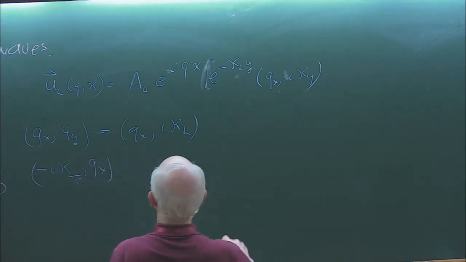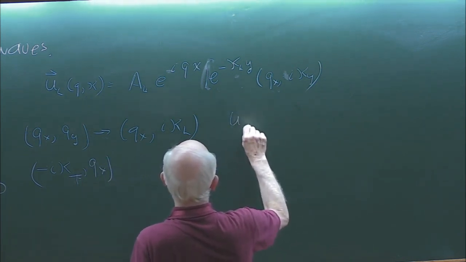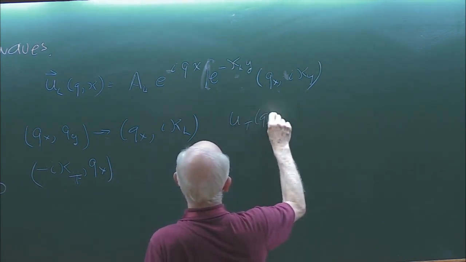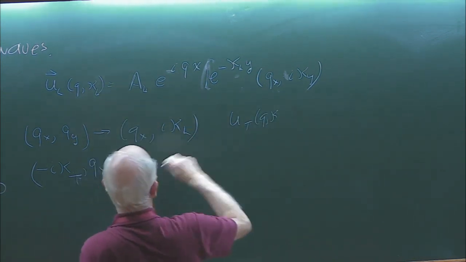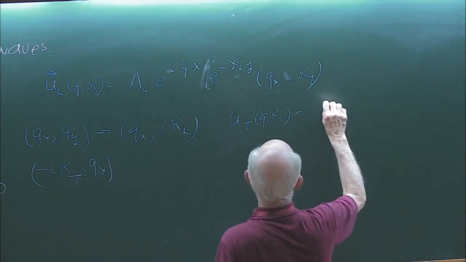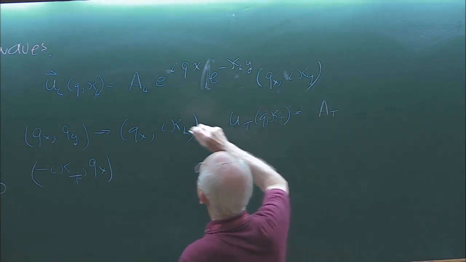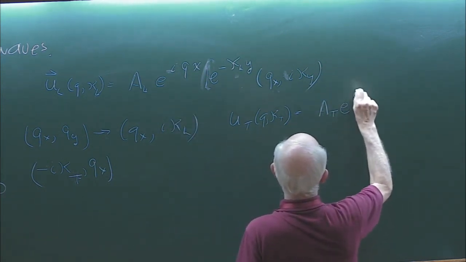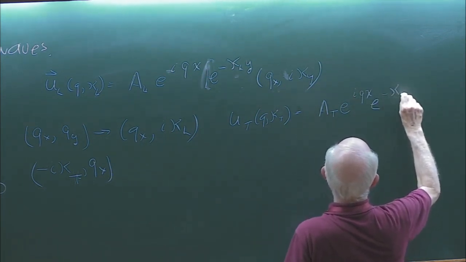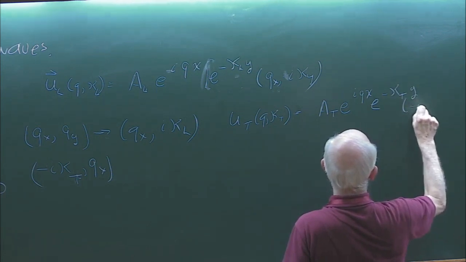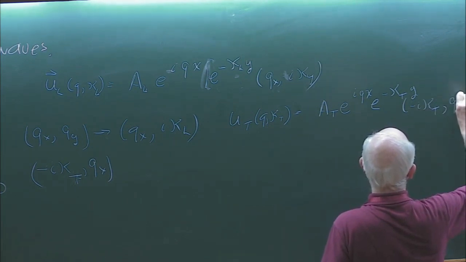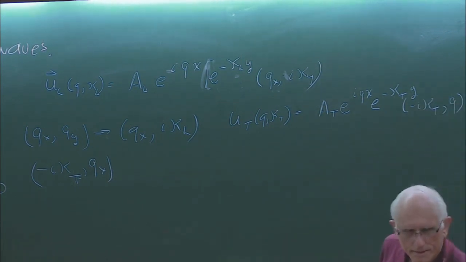So I then have that there is a u transverse of q and κ. This is κ_L, this is κ_T, is equal to an amplitude A transverse, let's call that an A longitudinal, e^{iqx} e^{-κ_T y}, and (-iκ_T, q), like that. Okay?